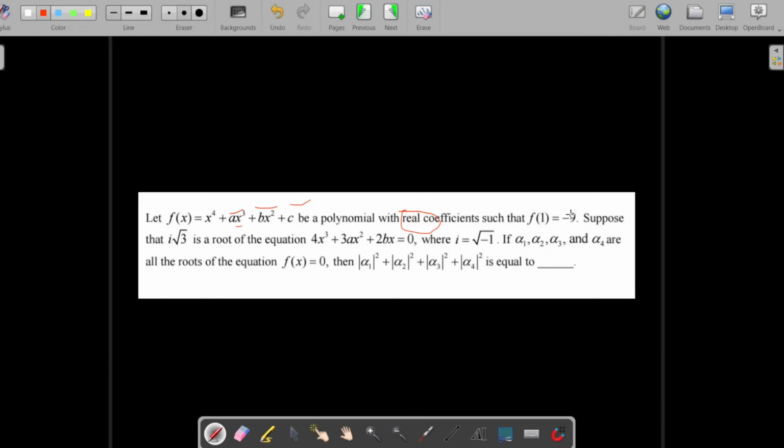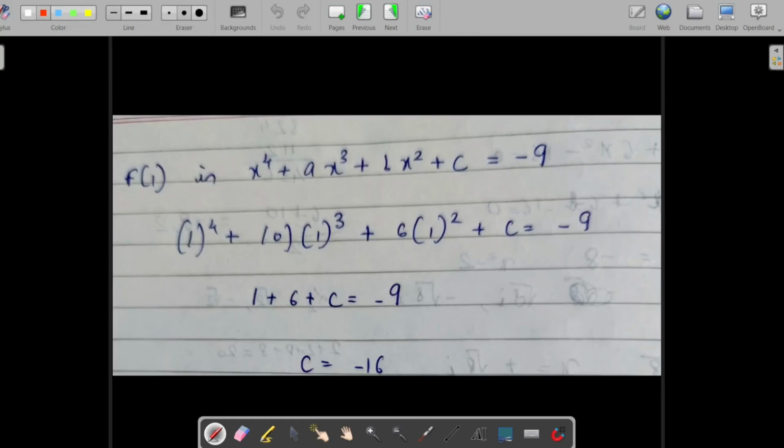F of 1 is equal to minus 9. This means that when you substitute 1 in this equation, the value of the equation becomes minus 9. So we just substitute 1 in place of x everywhere here. So we get 1 raised to power 4 plus a, which is 0, into 1 raised to power 3 plus b, which is 6, into 1 raised to power 2 plus c.